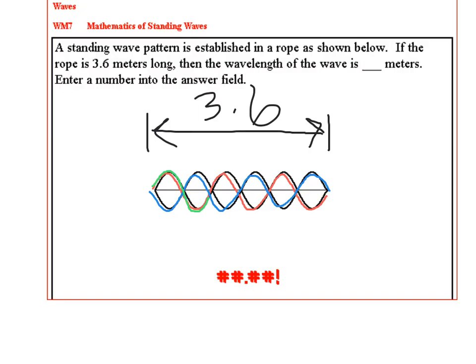Can you see how many of those fit inside the 3.6 meters? I outlined one here in green. Here's a second wave, and here is a third wave. So there are actually three waves on this pattern.